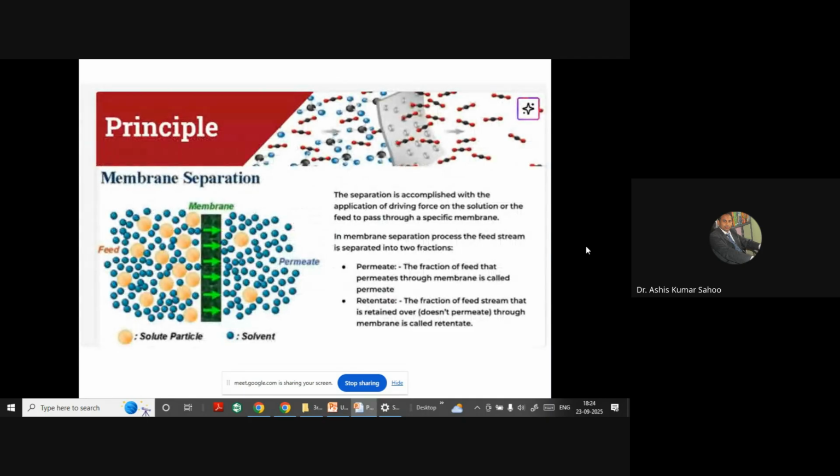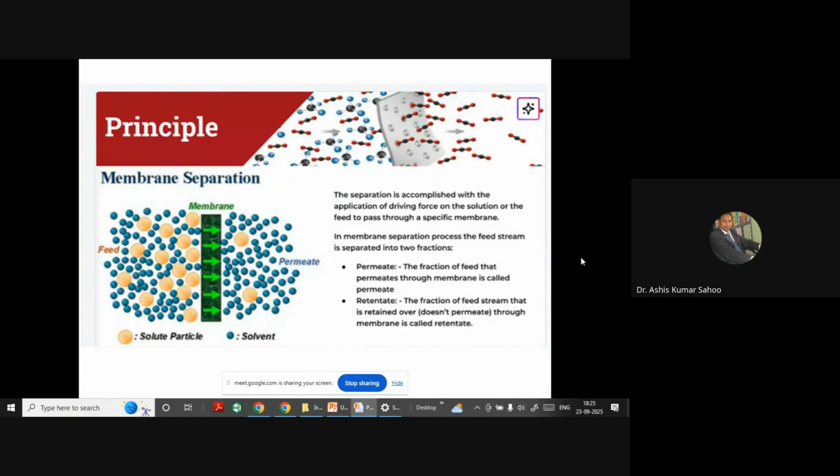So what are the principles? Here we have a solvent and we have solute particles. Through the membrane, the solute will pass through from the solute-solvent mixture into the permeate. The separation is accomplished with the application of a driving force on the solution of the fluid to pass through a separation-specific membrane.